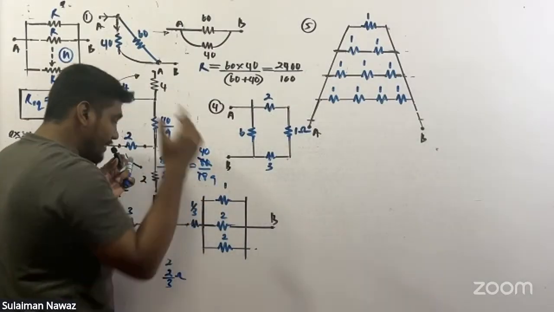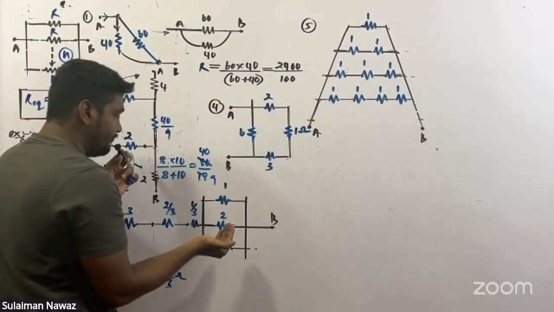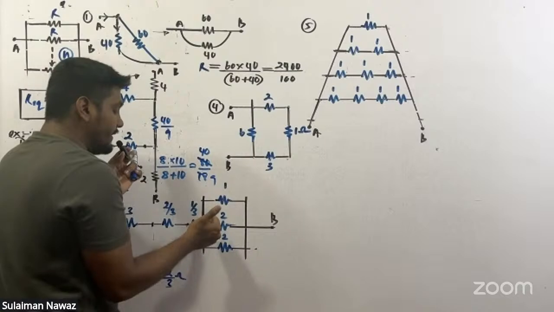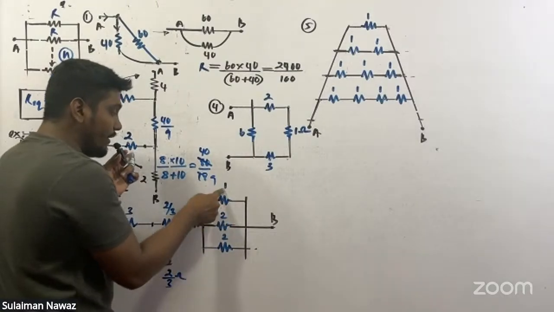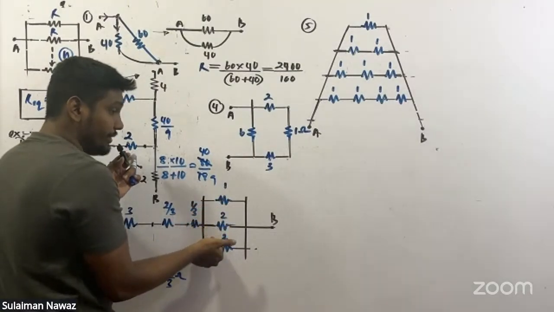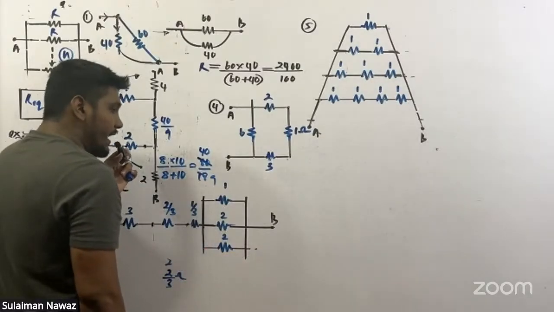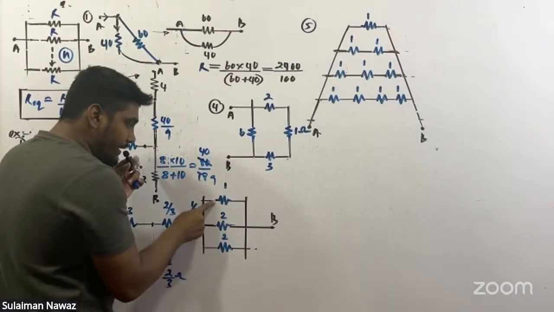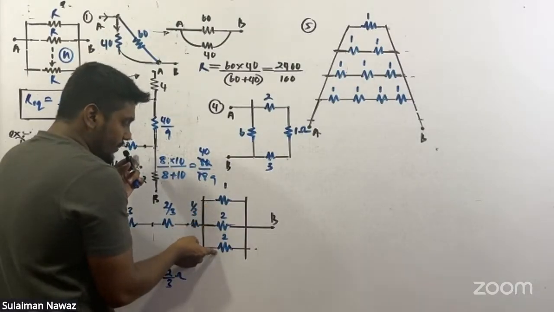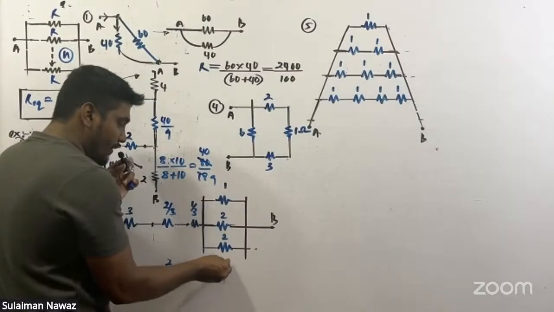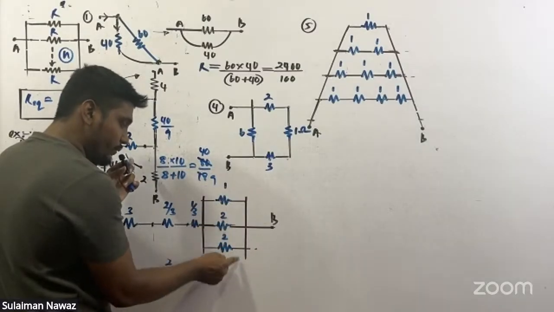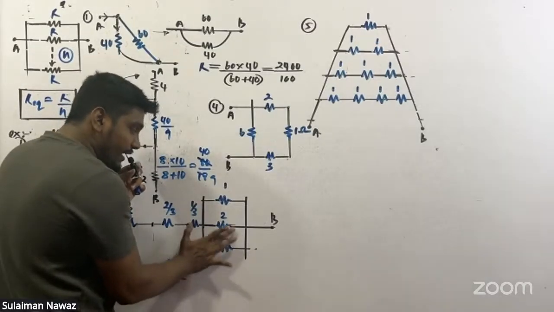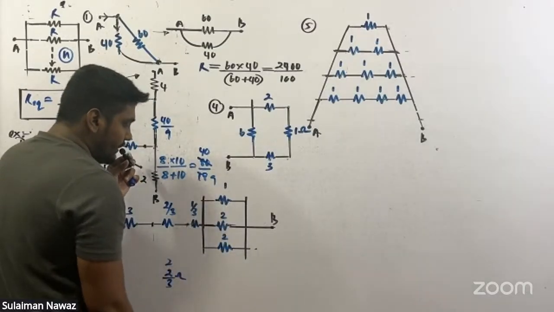Some of you might, in order to find the equivalent of these three, apply the equation 1 over r equals 1 over 1 plus 1 over 2 plus 1 over 2. But no need to do like that. Yes, these three are parallel, I agree. You can simplify it and find the equivalent of these three. You can do that. But look at here, these two.